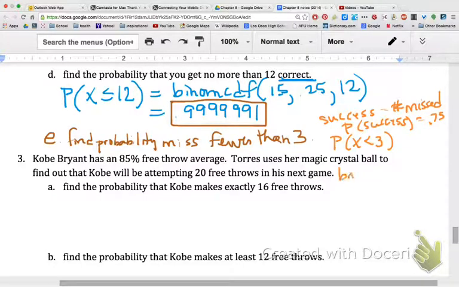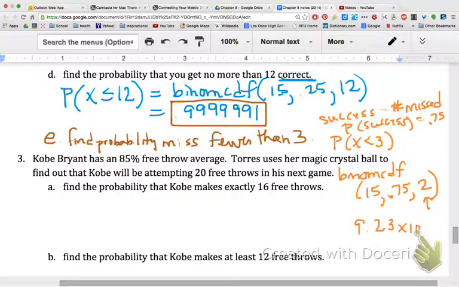And so I would do binomial CDF 15, but now the probability of success is missing, so 0.75. And I don't want to include 3, but I do want to include 2. This one has to be where the last value that it's equal to. So if I put that into the calculator, then I get 9.23 times 10 to the negative 7. So not very good chances that I miss fewer than 3.